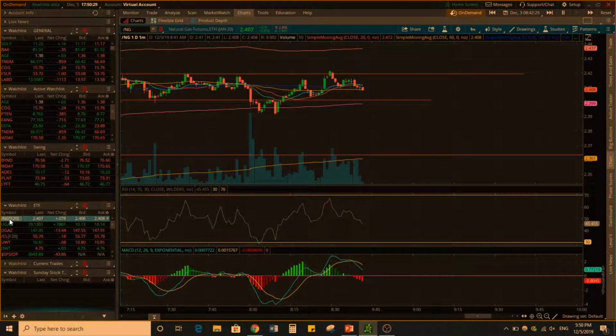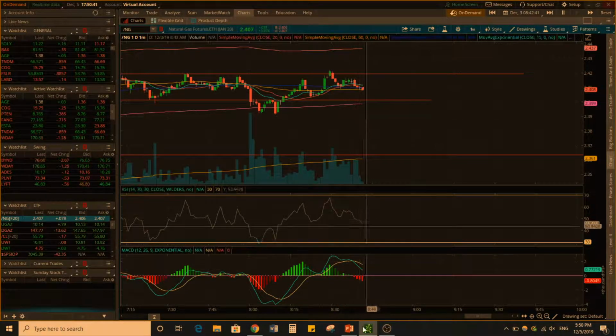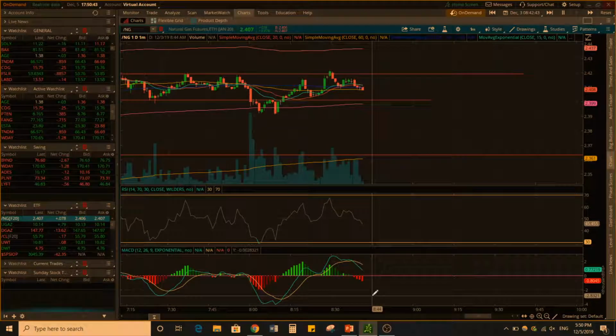So yeah, it looks like it's still selling off. It doesn't look like there's any sign of it stopping. Maybe it will bounce off this yellow line here, but I don't think so. RSI and MACD look like they're still very strong in the red, and that they'll keep going down. So we're just going to have to play the waiting game here and see what happens.